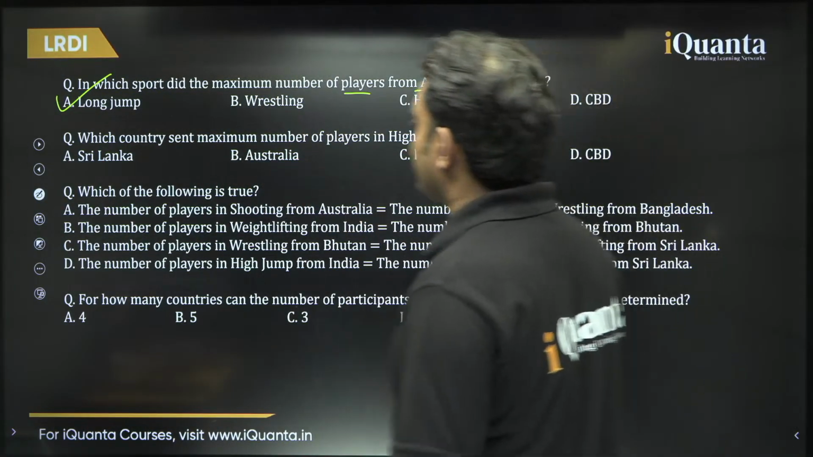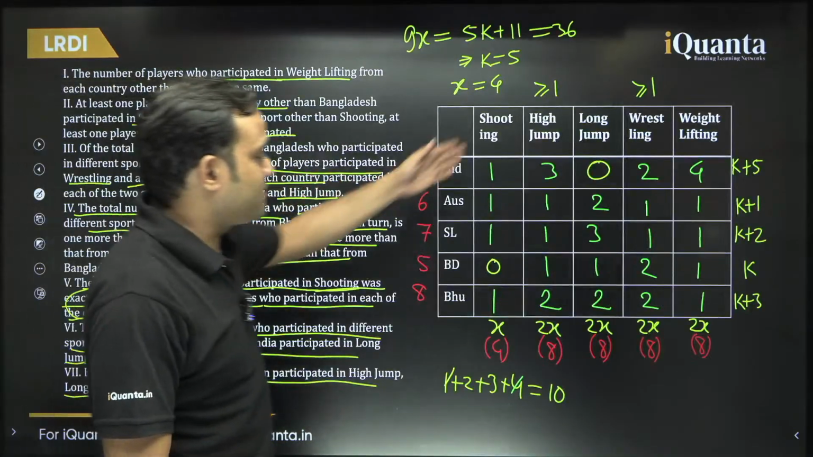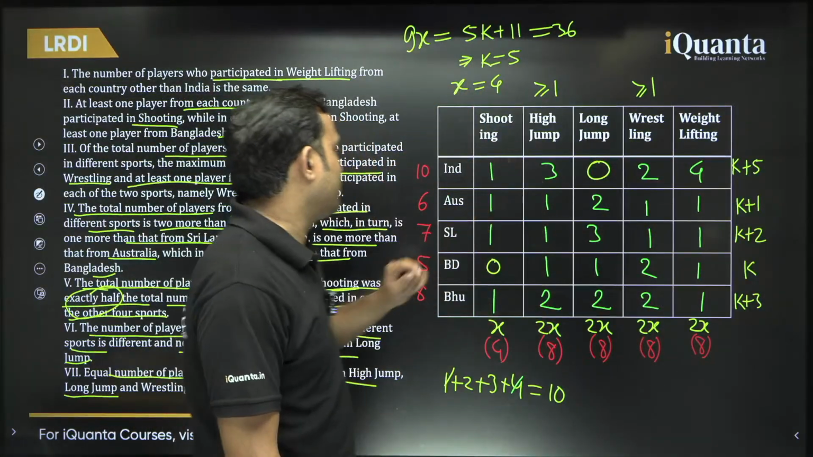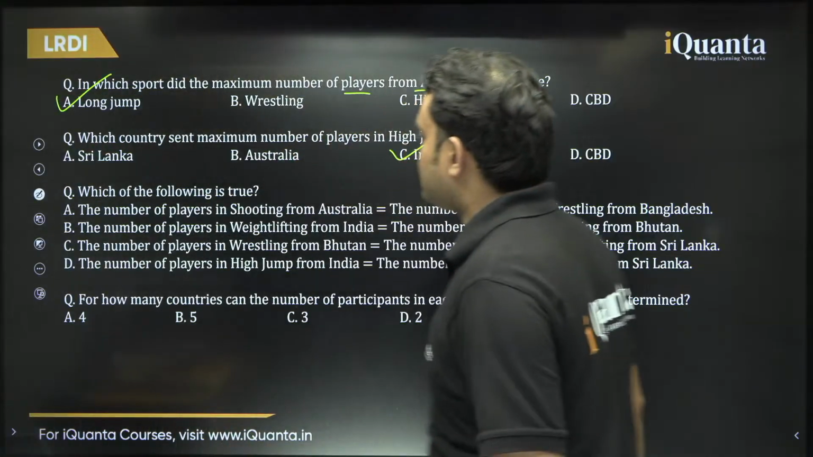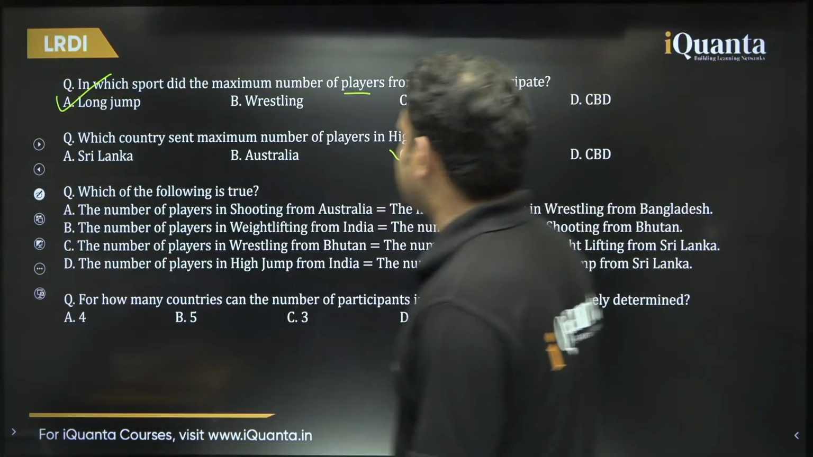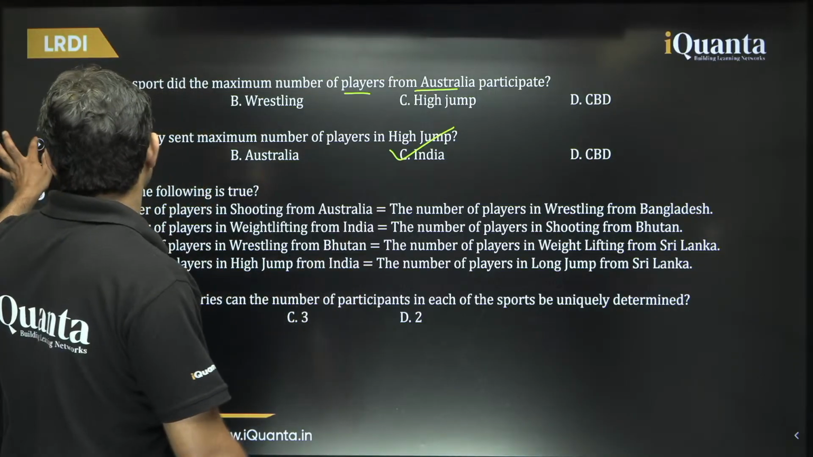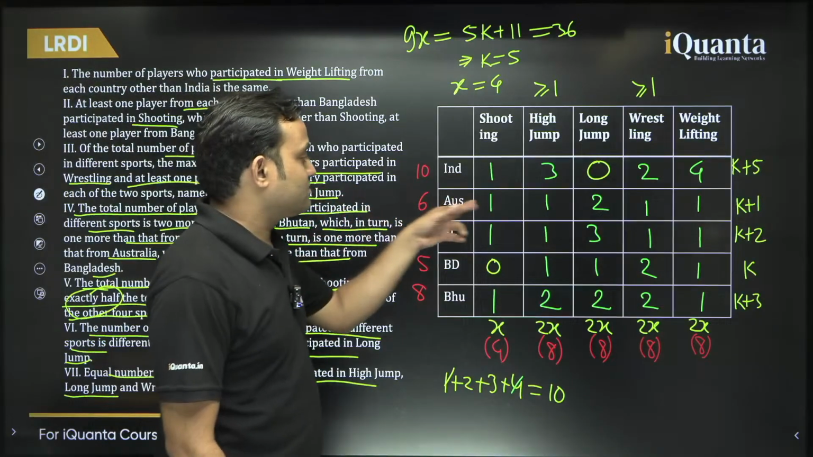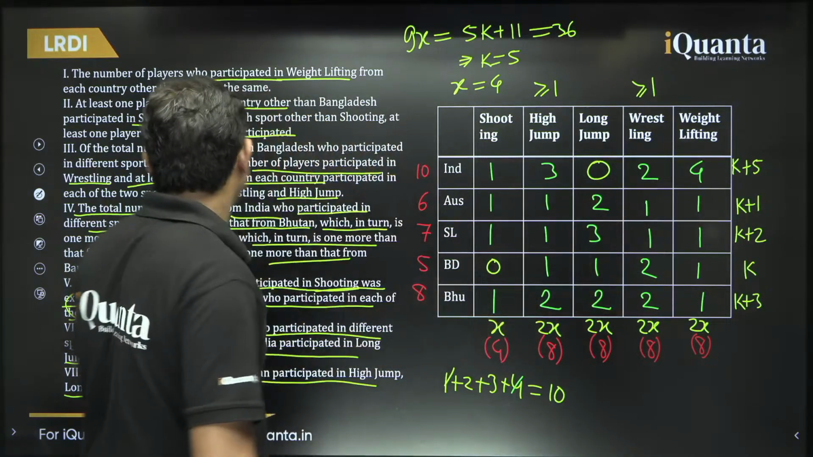Second one, which country sent maximum number of players in high jump? In high jump, maximum number of players, India. Which of the following is true? The number of players in shooting from Australia, the number of players wrestling in Bangladesh. Number of players shooting 1, number of players wrestling Bangladesh 2, not equal.